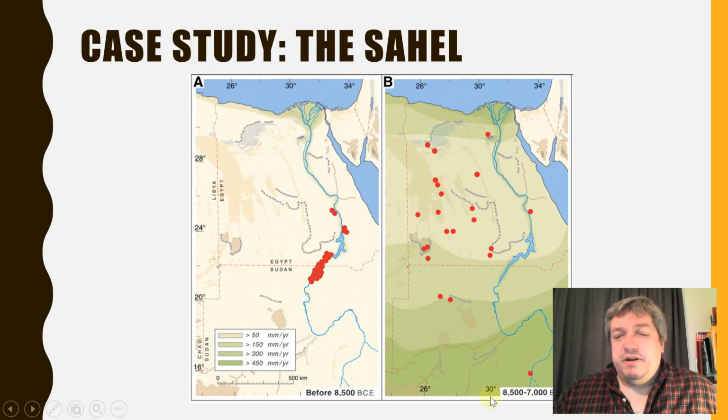But something happened about 8,000 to 7,000 years ago. Rainfall patterns changed. You can see the difference, much wetter. And as the desert became wetter, it allowed people to move out and farm. So we see a dispersed pattern.